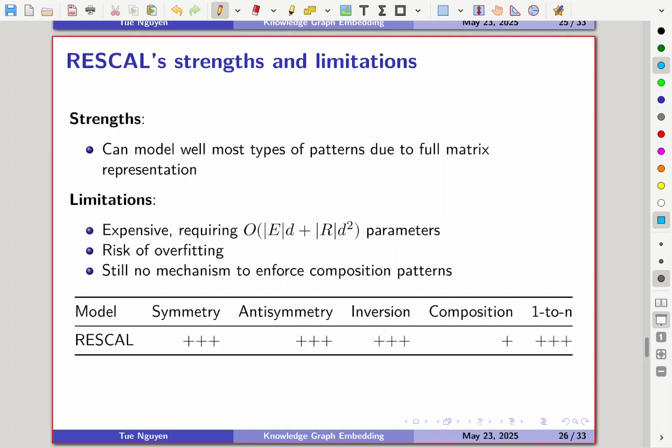So the strength of RESCAL is that it can model very well most types of patterns due to the full matrix representation, given that we have enough data. However, it has several limitations. The first one is that it is expensive, because you see here it is quadratic in terms of embedding dimension. The second one is that it has a risk of overfitting, especially for relations with few examples. And it still has no mechanism to enforce a composition pattern, like jumping from one space to another.